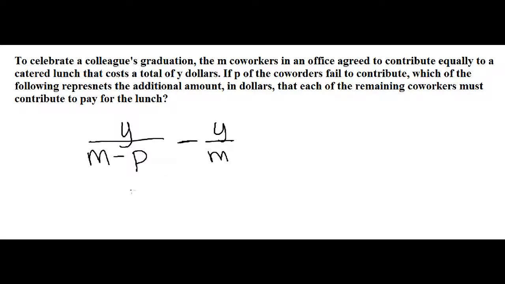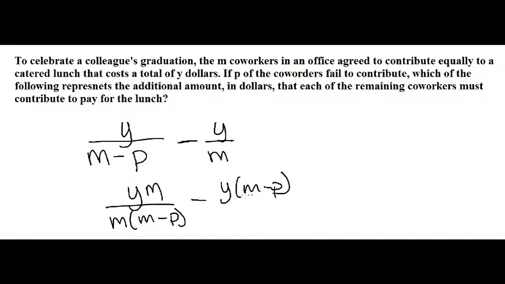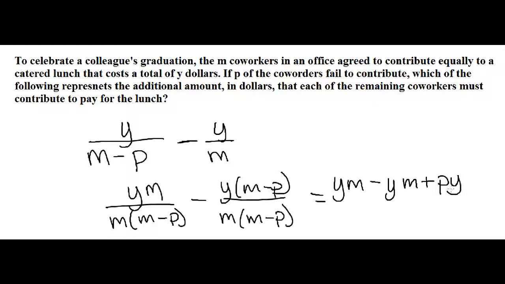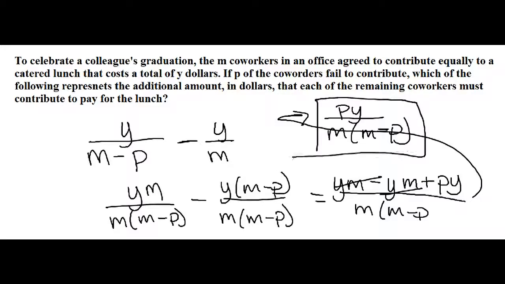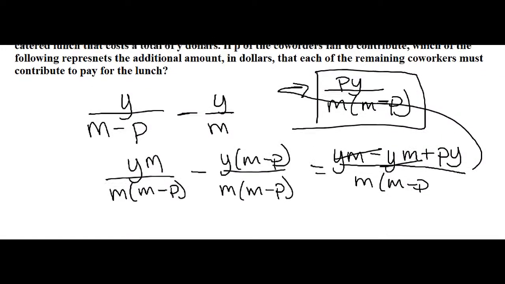Now all we have to do is do a little algebra to get a common denominator. I'm going to multiply this one by M minus P, and then I'm going to multiply this by M minus P, M times M minus P. Now I'm just going to combine the numerators, Y M minus Y M plus P Y, or Y P, whichever way, over M times M minus P. These are going to cancel. Now I am left with P Y over M times M minus P. And this right here is our answer.